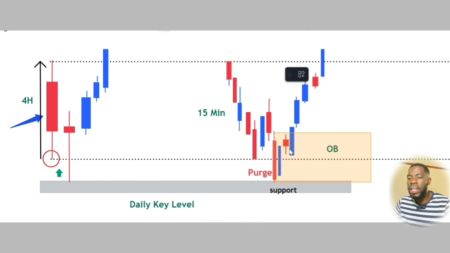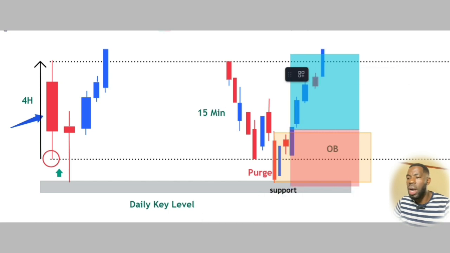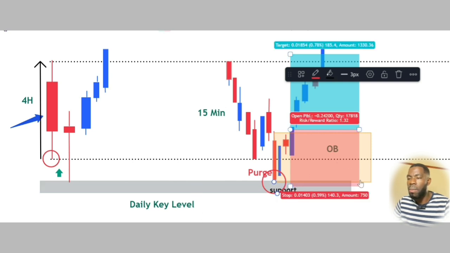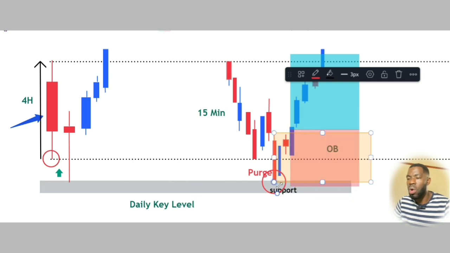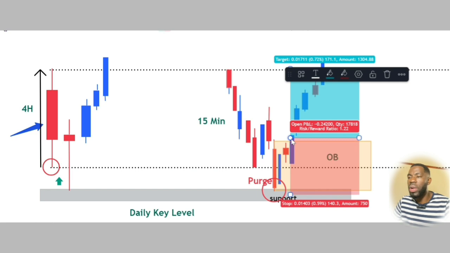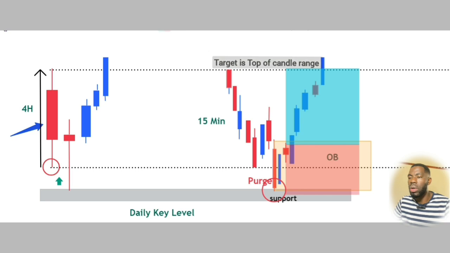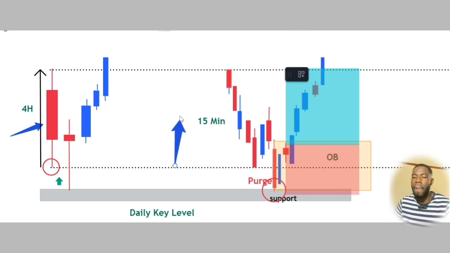Now we are looking to enter the market for a long after this bullish candle here, which has broken out. So we place our trade there. We place our stop loss just below the candle which purged, below this purge here, or below support. Then we target the top of the range, guys. We target this top of the range up there. So we will only trade within this range, guys, from here to there.